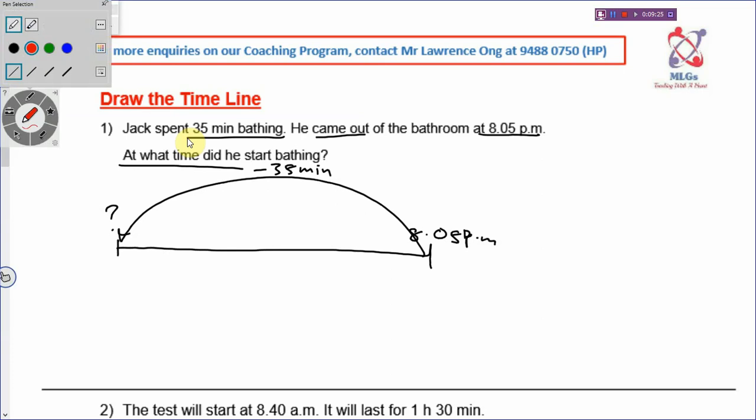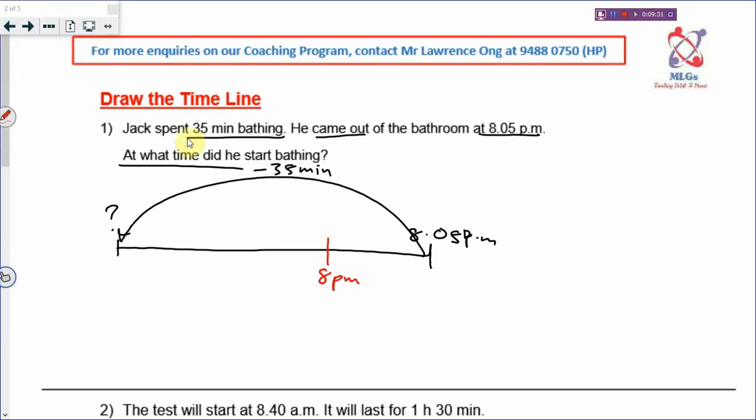So what I will suggest is you get your nearest hour. What's the nearest hour? Which is 8 p.m. Nearest hour means there are no minutes, it's only the hour. So 8 o'clock, 9 o'clock, 10 o'clock, that is your nearest hour. If you jump back, you will have to jump back 5 minutes first. Then you need to jump back another 30 minutes. So you minus 30 minutes, and you can see it's a bit easier to get the starting time.